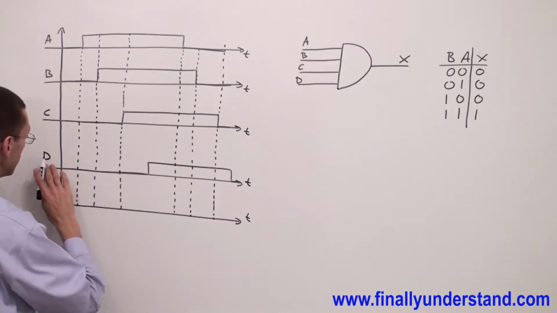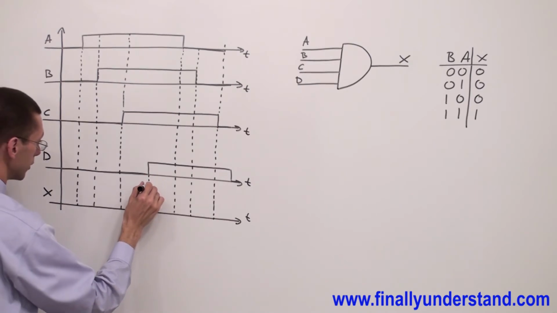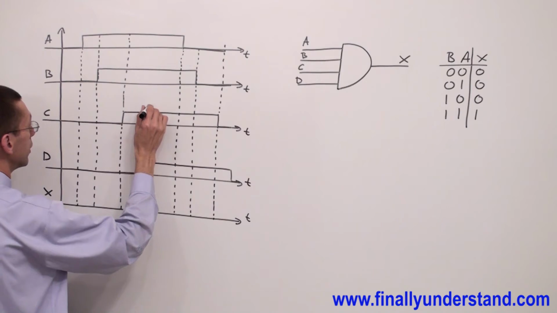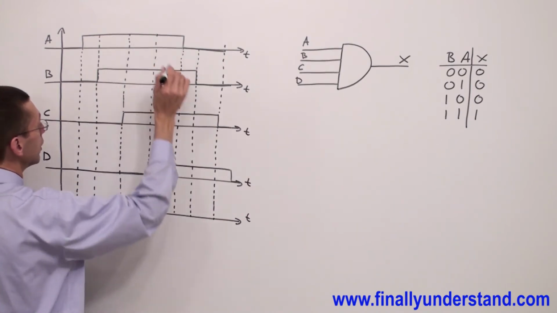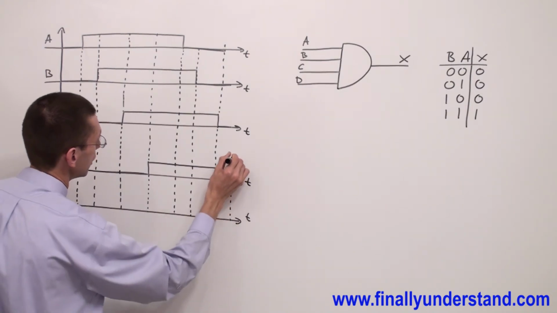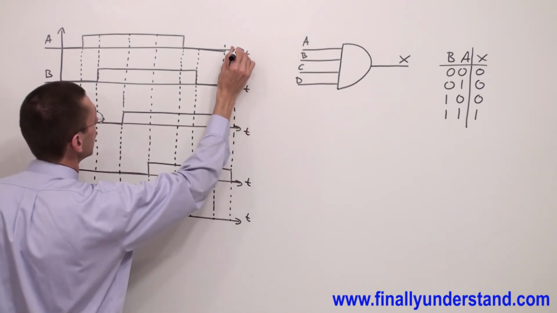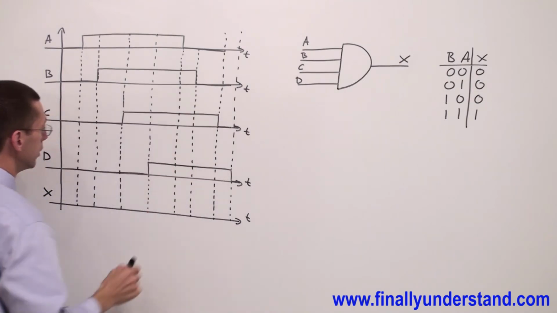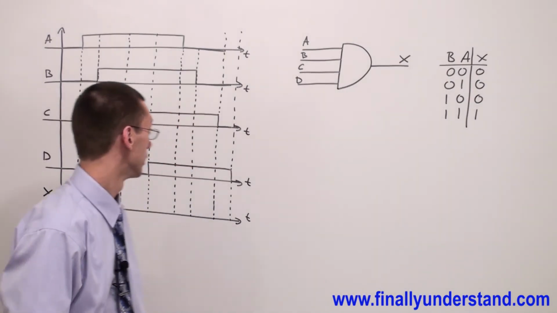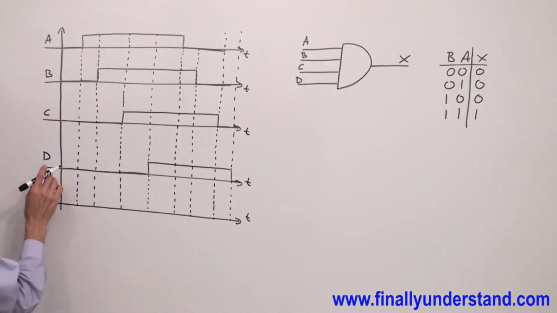Now, we have waveform D. We have a transition over here, and we have a transition over here. Now we're supposed to look at the input waveforms.